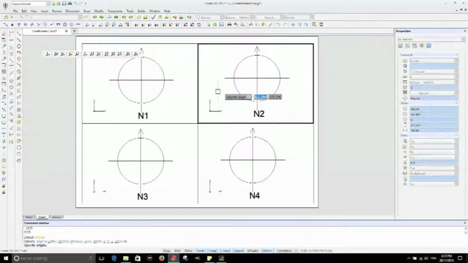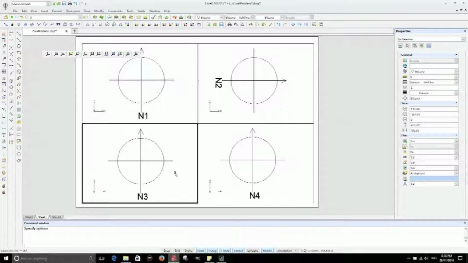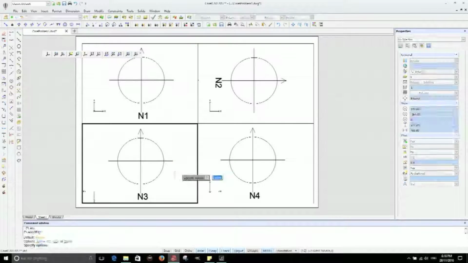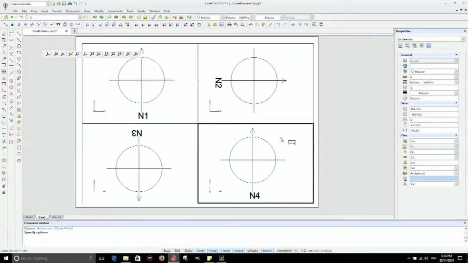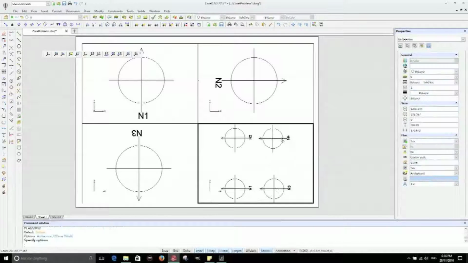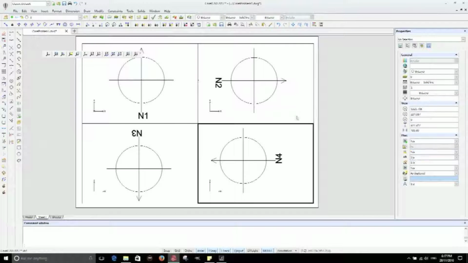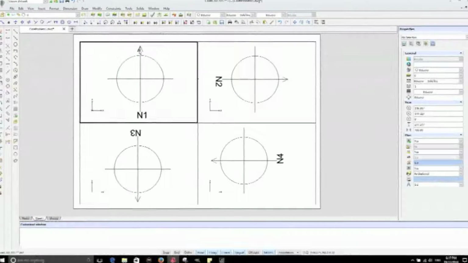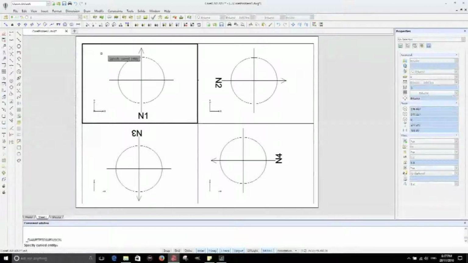Next, I'll rotate the coordinate system in each viewport by 90 degrees. You can see the direction of the local coordinate system by looking at the symbol in the bottom left of each viewport. Now, let's dimension the circles.